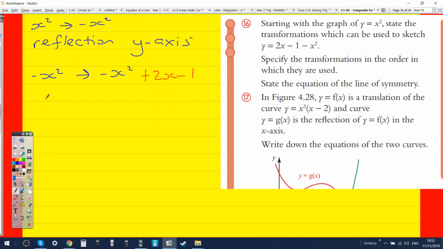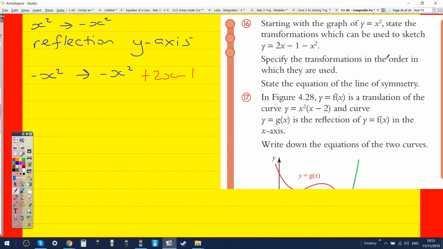Plus 2 minus 1. So that is a stretch with scale factor of a half. A stretch is if you're multiplying or dividing. This was just adding and subtracting. But isn't it 2x though? Well, there was no x before.